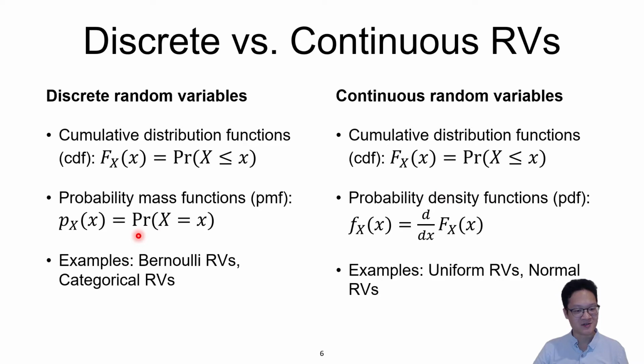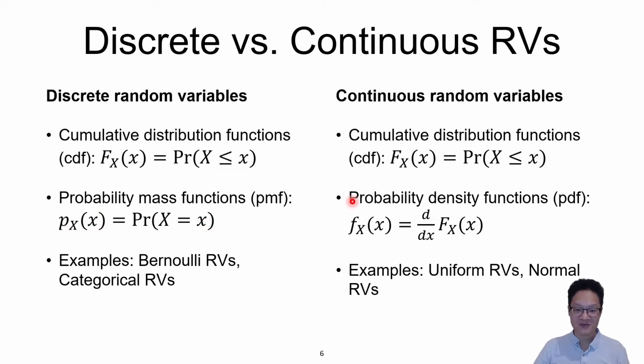But for the discrete side, we need to define a probability mass function. So here we use little p to denote the probability mass function, and then the capital X to denote this is for the variable capital X, and then the argument, which tells us this is the probability that the random variable equals little x, the argument.